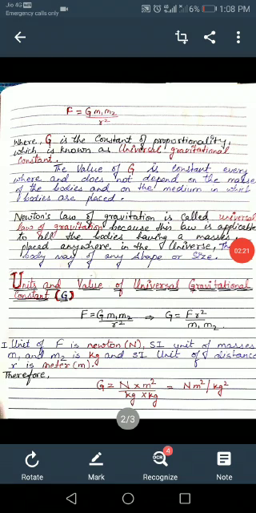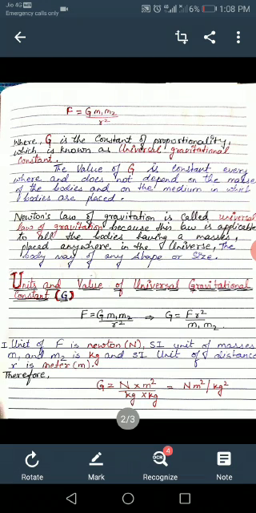The value of G is constant everywhere and does not depend on the masses of the bodies or on the medium in which the bodies are placed. So it is the universal gravitational constant, its value is constant, and it does not depend on their masses and the medium in which they are placed.